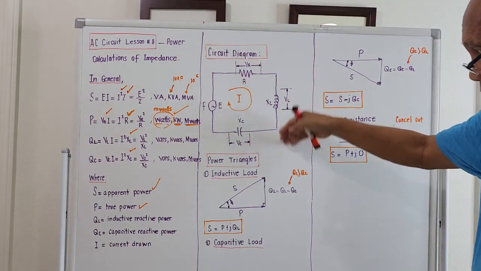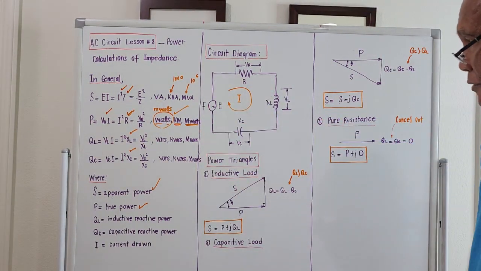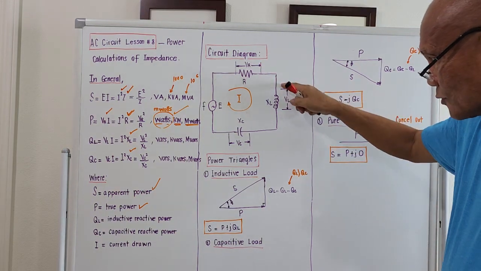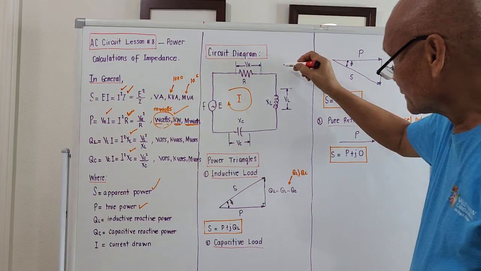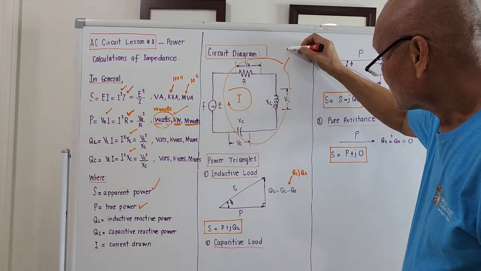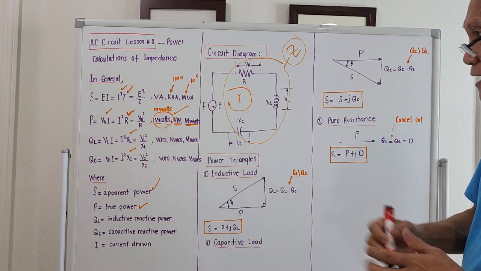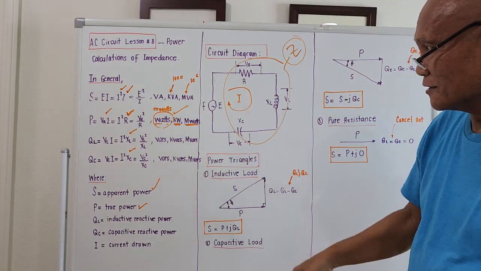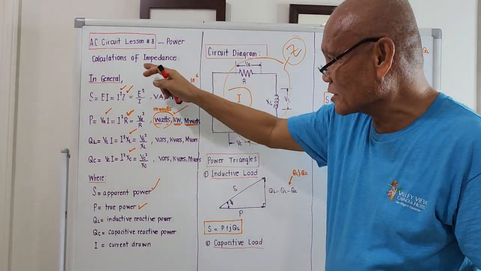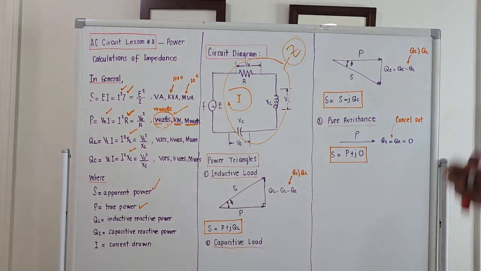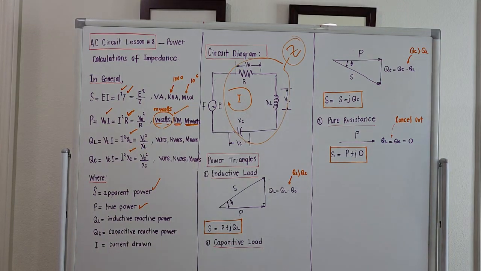This will be the circuit diagram, same as last time, meaning the combination of R, X of L, and X of C is referred to as Z, impedance. That's why the title of the subject matter for tonight is power calculations with respect to impedance. Okay. For the power triangles, there are three possible cases.